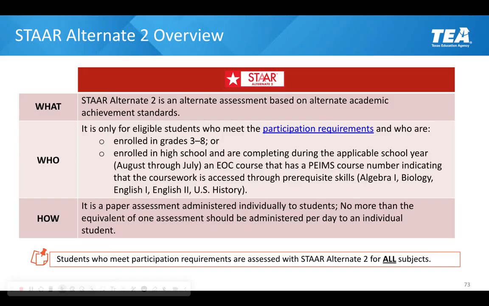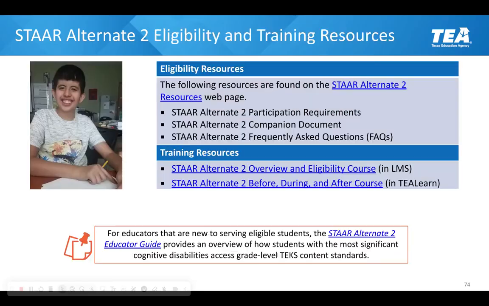STAAR Alternate 2 is an alternate assessment aligned to alternate academic achievement standards. It is only for students who meet participation requirements, which isn't our decision. Eligible students include grades 3 through 8 and any high school student enrolled in EOC courses. It is a paper-based assessment administered one-to-one. Students who qualify take STAAR Alternate 2 for all tested subjects, not just one.